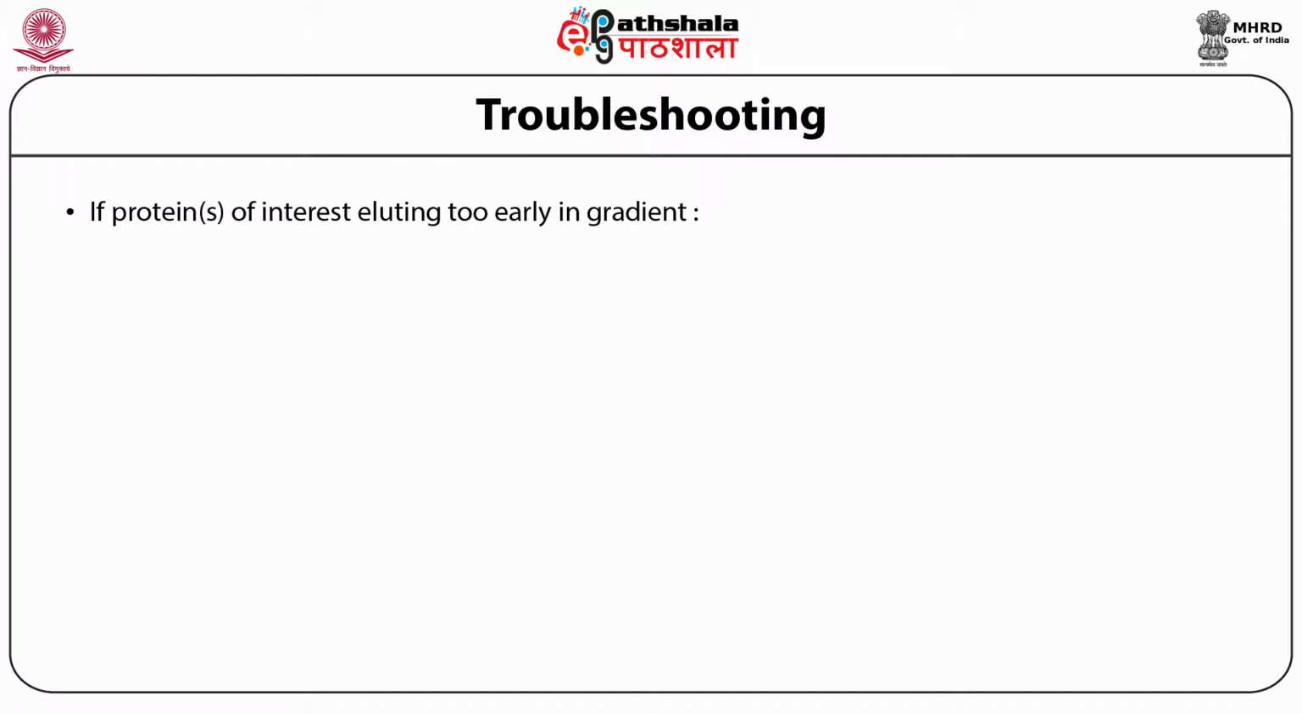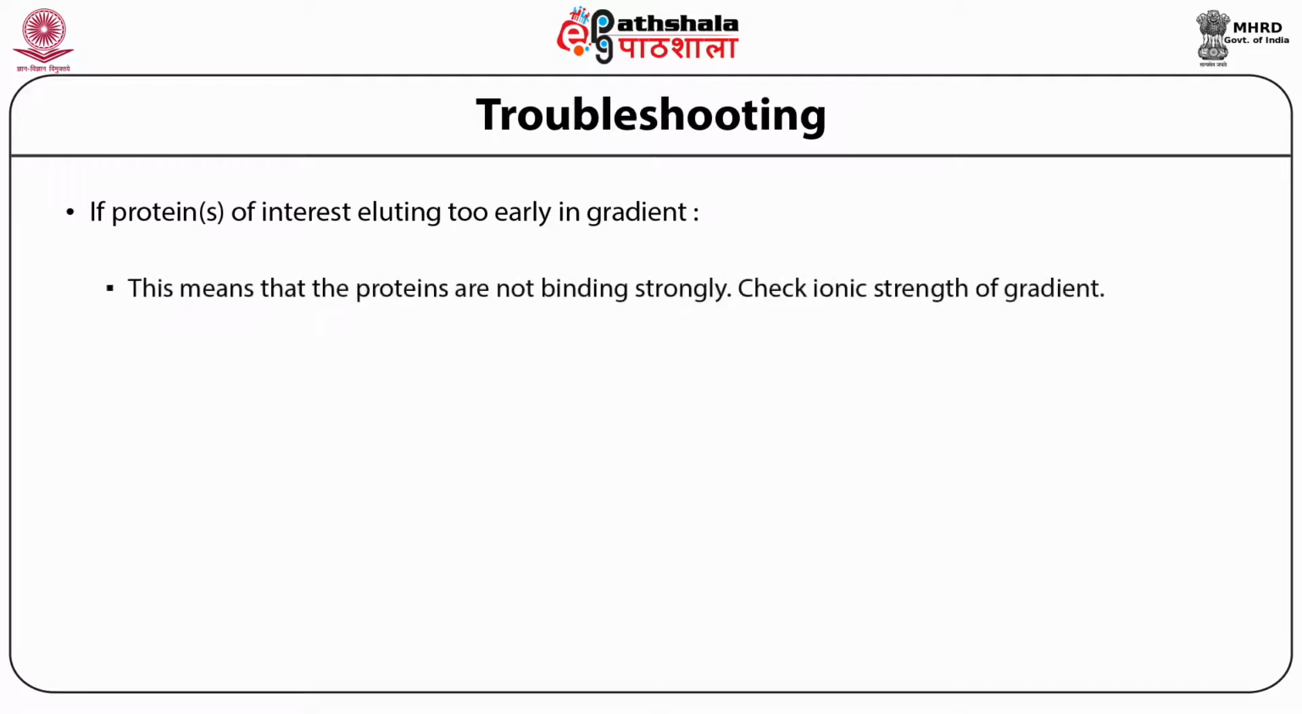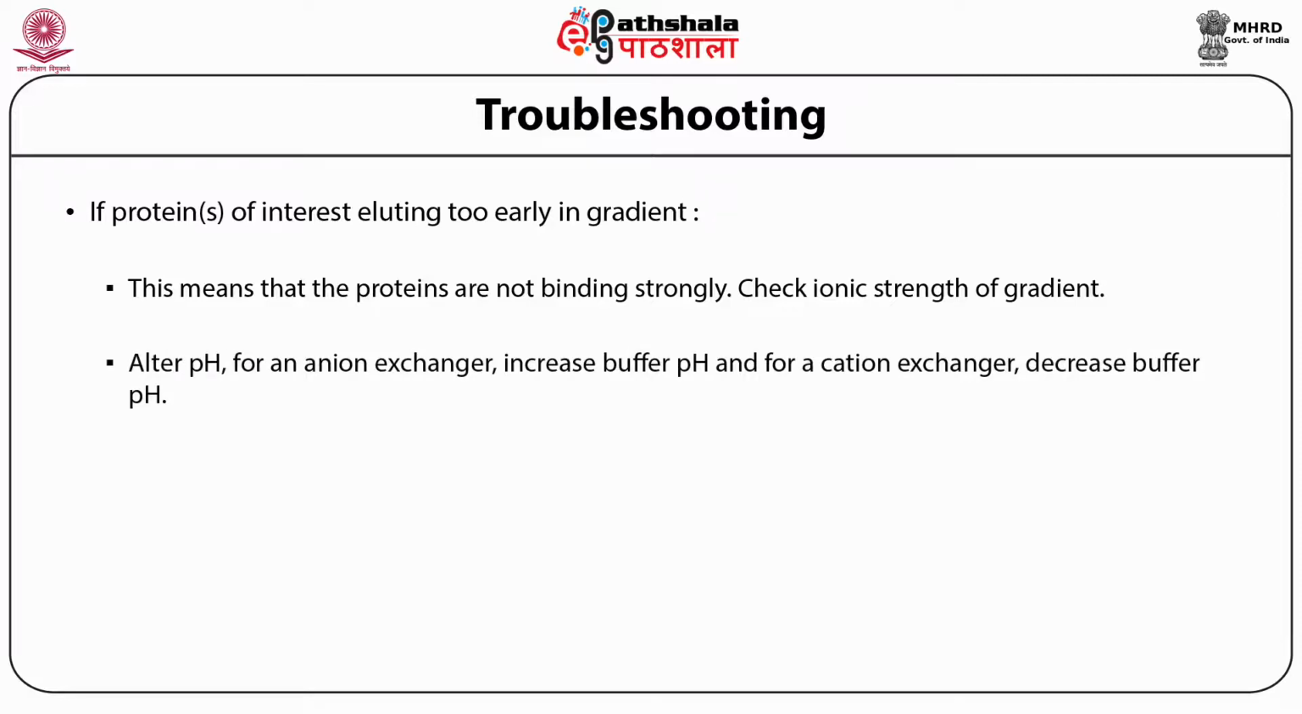Now, in certain cases, proteins of interest may elute too early in the gradient. So, what does this mean? Now, this means that our proteins of interest are not binding strongly. We should now, in such a scenario, check the ionic strength of the gradient. Now, we should go for again alteration of the pH. As discussed earlier, for an anion exchanger, we should increase the buffer pH, and for a cation exchanger, we should decrease the buffer pH.